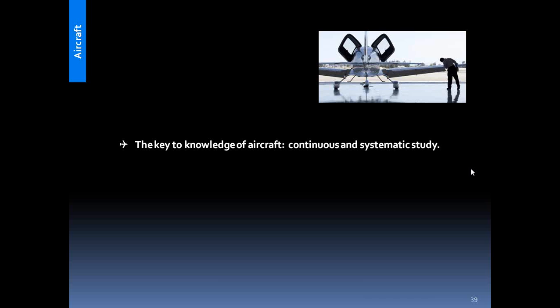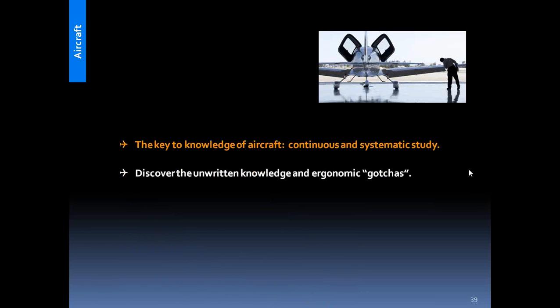So there's a lot of other things we'll talk about later on how you can expand your knowledge of your airplane. But the bottom line that I'd like you to take away from this slide is it's got to be continuous and systematic. And you also need to discover the unwritten knowledge, the ergonomic gotchas of the airplane. You got to talk to other pilots that fly it. You got to join aircraft type clubs. You've got to subscribe to the ADs and the service difficulty reports from the FAA. They shoot them out on email to you if you subscribe, because all of those things are not in the manuals that will help you to understand your airplane better.